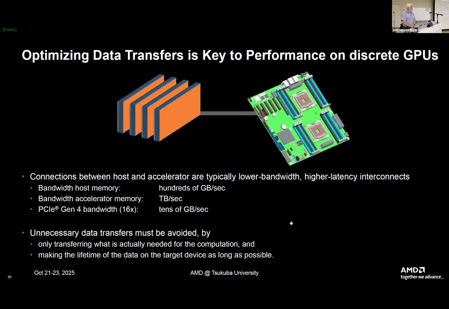So on discrete GPUs, the data transfers are what kill you. I think everybody starts trying to program GPUs by offloading a loop, and the data transfer across the PCI bus is going to take as long as the loop. It may even be slower to transfer that data than executing the loop on the GPU. And so you really have to start optimizing those data transfers. And this is where the MI300A makes this a lot easier.